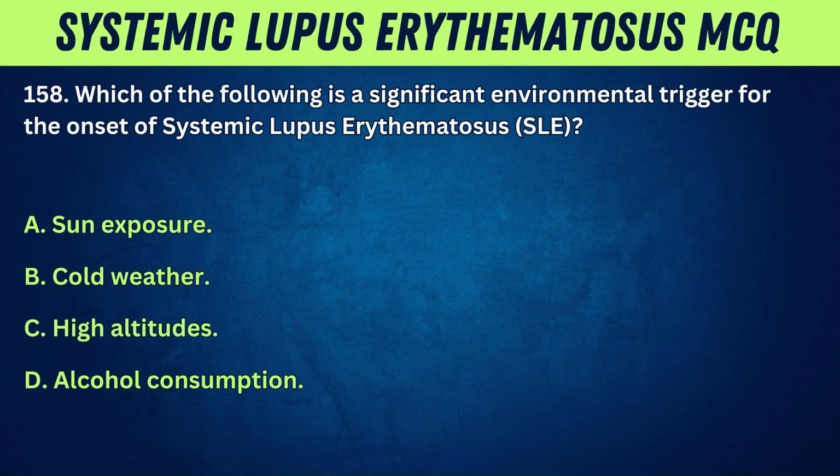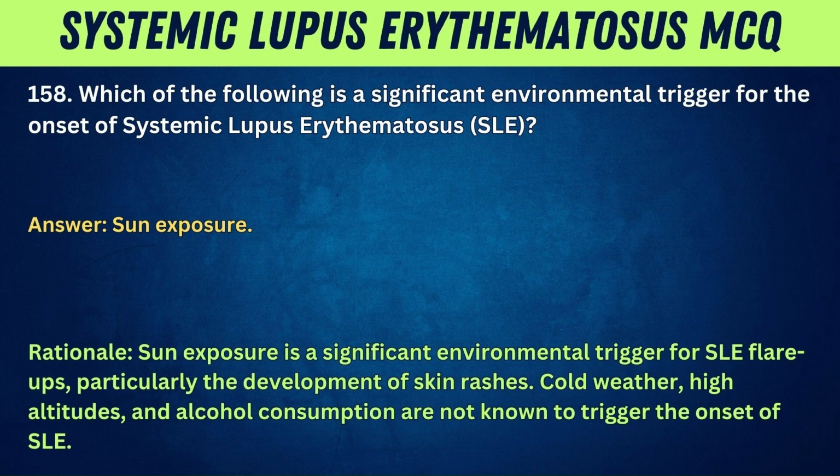158. Which of the following is a significant environmental trigger for the onset of systemic lupus erythematosus, SLE? A. Sun exposure. B. Cold weather. C. High altitudes. D. Alcohol consumption. Answer: sun exposure. Rationale: sun exposure is a significant environmental trigger for SLE flare-ups, particularly the development of skin rashes. Cold weather, high altitudes, and alcohol consumption are not known to trigger the onset of SLE.